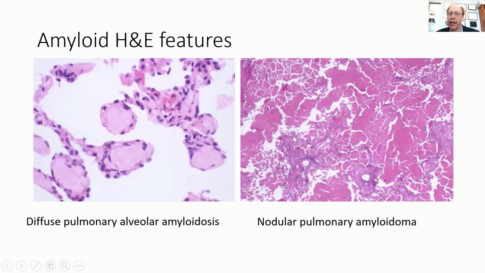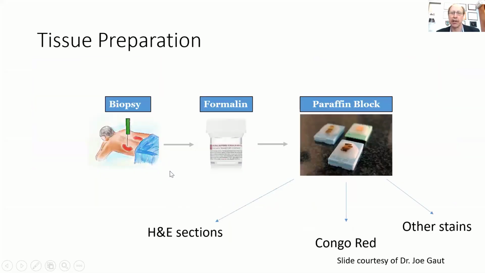On the other hand, here's a section of one of these nodular pulmonary amyloidomas, which are just large amorphous collections of amyloid, and that could be a variety of things, and they're often associated with AA from infection, or they could be AL as well. So again, these are suggestive, but they don't really allow us a great way to actually classify these.